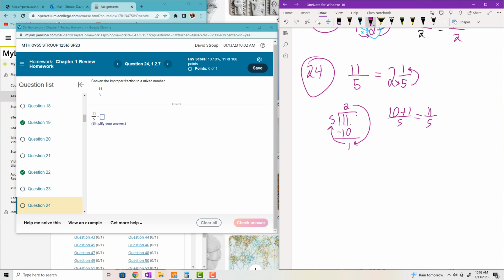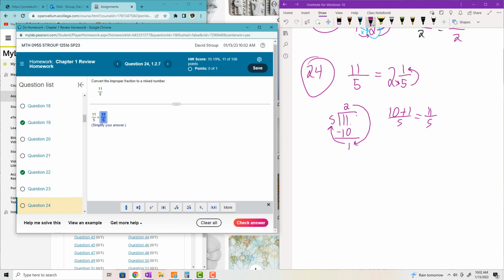So hopefully that made some sense. I apologize, I butchered the explanation there. Whoops, I just wrote in the same thing. We need to hit this little button down here to input the mixed fraction. Did you see what I hit? Let me click this out, get rid of that. There's a mixed fraction button there, and then you could go through and input the 2 and 1/5.